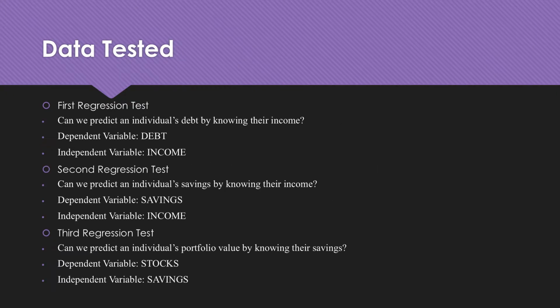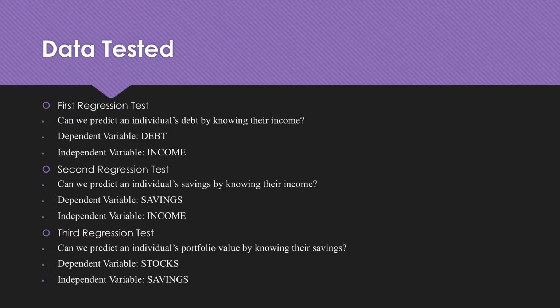Data tested. The first regression test will include the question, can we predict an individual's debt by knowing their income? The dependent variable will be debt, and the independent variable will be income. Second regression test, can we predict an individual's savings by knowing their income? The dependent variable will be savings, and the independent variable will be income.